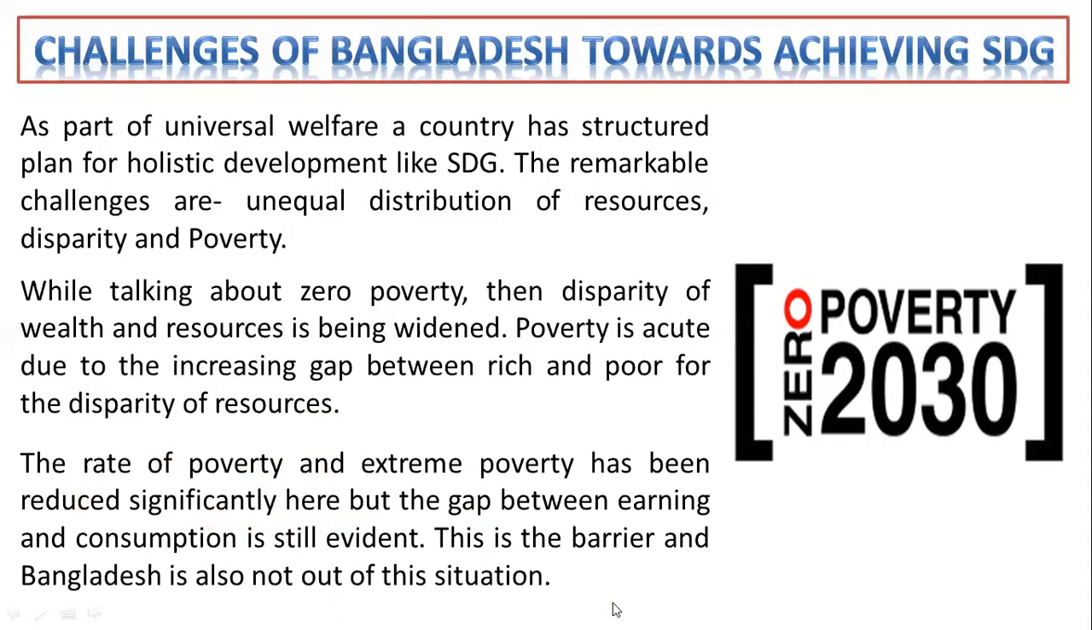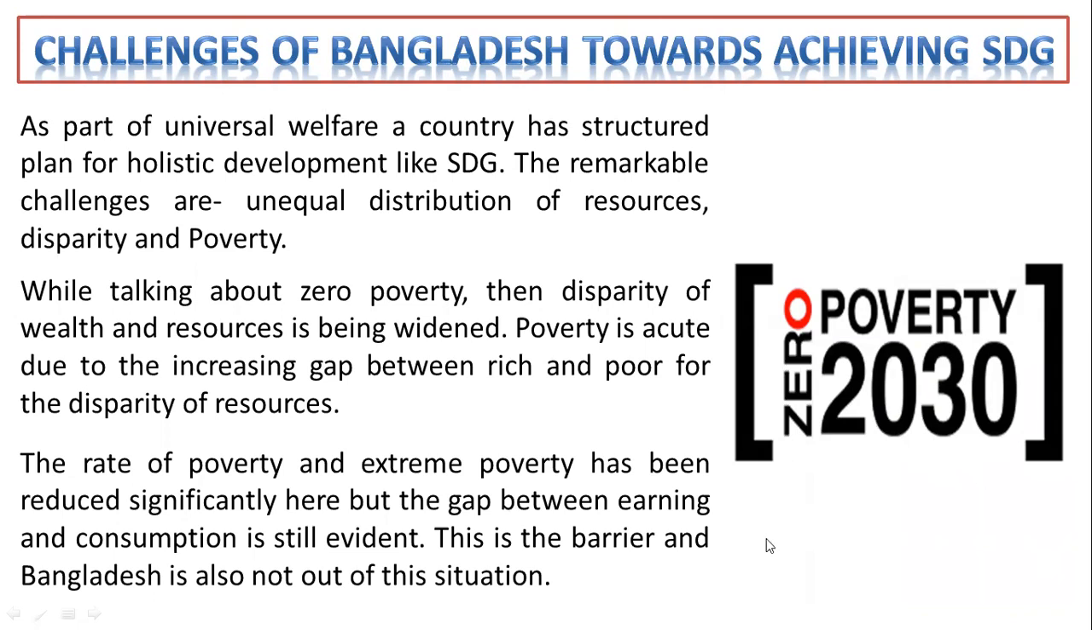Here you can see zero poverty. Within 2030, that means this is the last tenure of SDG, and within this period, poverty will decrease, or zero hunger or zero poverty will be ensured. This is the plan.